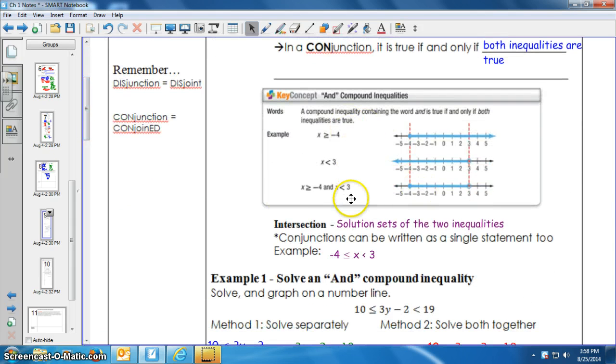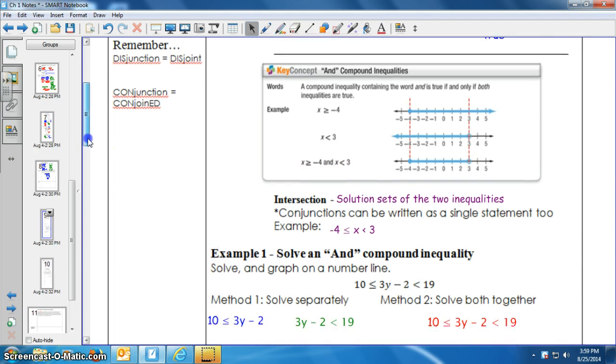So here's an example of two individual inequalities, and then they're put together to be a compound inequality, more than one part, two parts there with an "and." So this and this. This intersection is the solution set of the two inequalities. The conjunctions can be written in a single statement too. Here they're written as two separate, but they would just be connected like this to be written as a single statement versus two separate, as seen above.